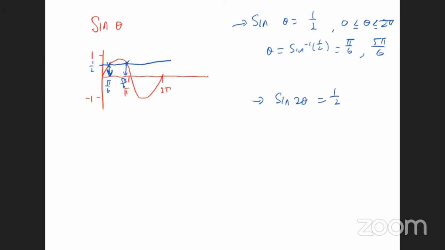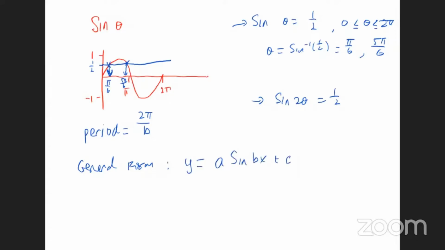Well, 2 theta affects something called the period. To find the period of any graph is always 2 pi over b, right? What is b? The general form of any trig equation is y is equal to a sine bx plus c. So b is the value in front of x.